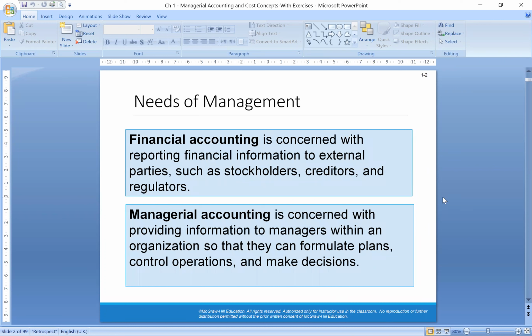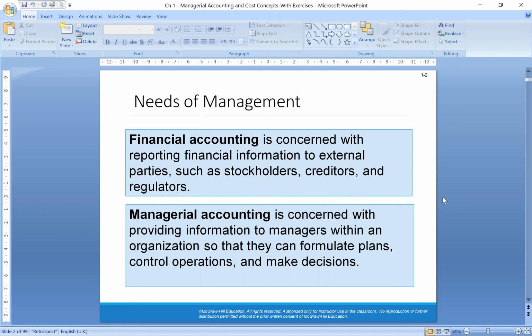Mainly, we do have a difference between financial accounting and managerial accounting. Financial accounting is concerned with reporting financial information to external parties, such as stakeholders, creditors, and regulators. If you remember from principles of accounting, we have something called financial statements. These statements are mainly used by the external users, not the internal users. We assume that the management prepares these financial statements to help the outsiders make their decisions.